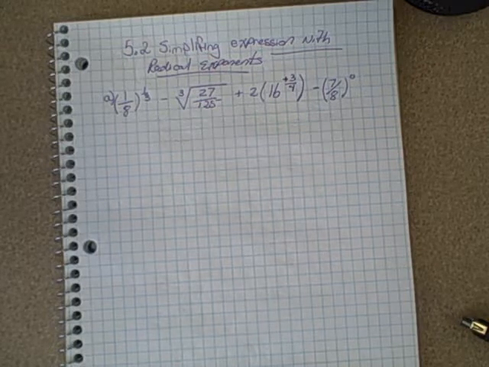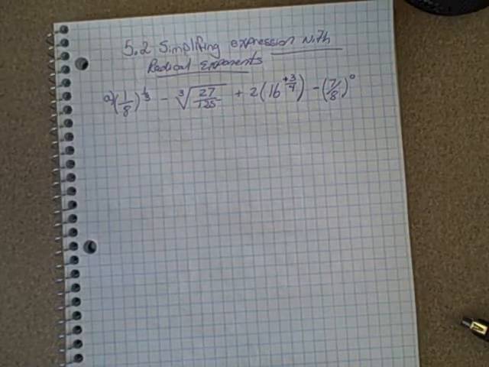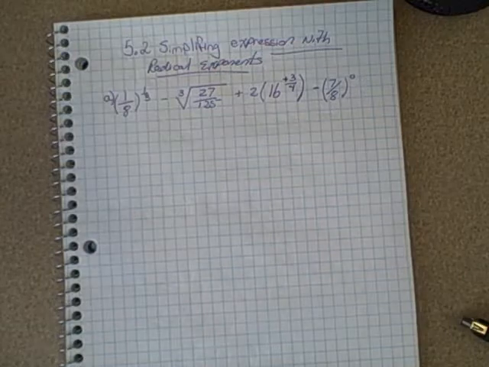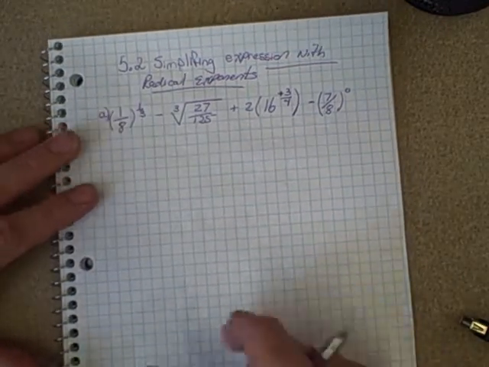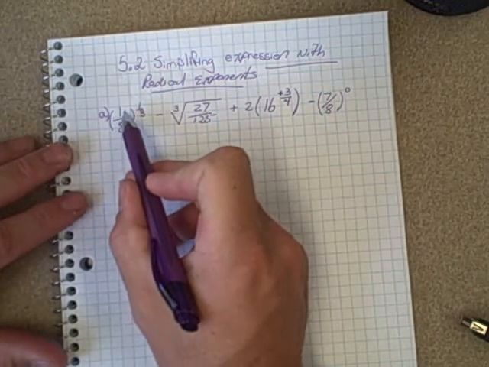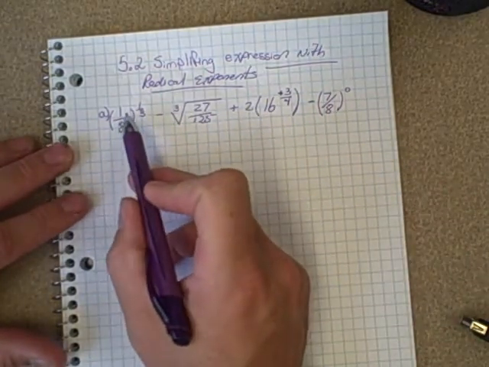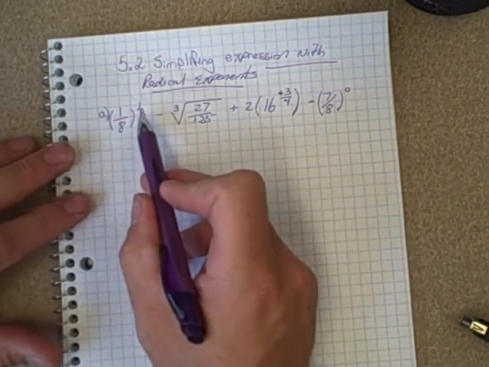So as you're going through the examples in this tutorial, keep in mind all the properties on page 152 of your text. We're going to do 4 examples here, hopefully, and we'll start with this one. How do you simplify 1/8 to the power of 1/3?